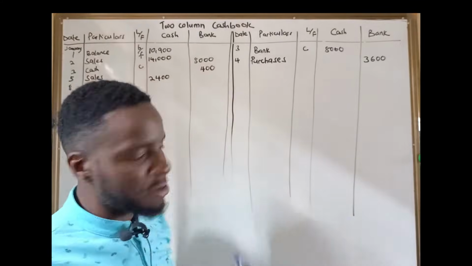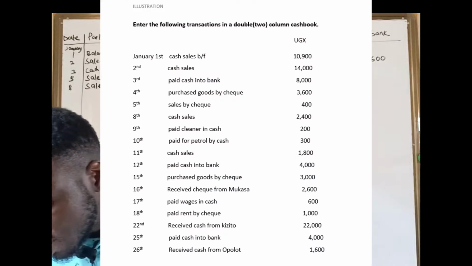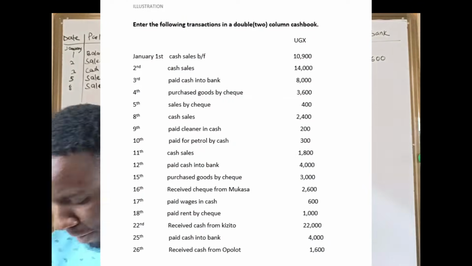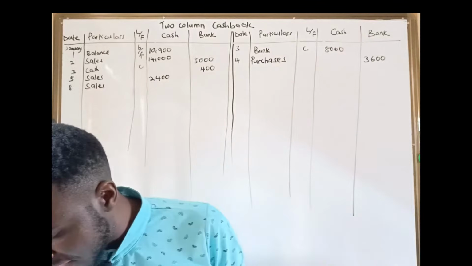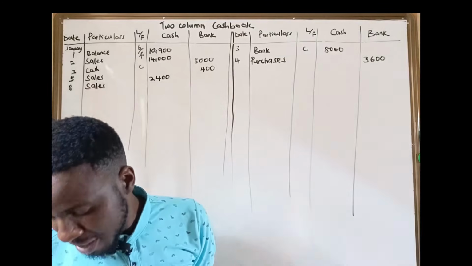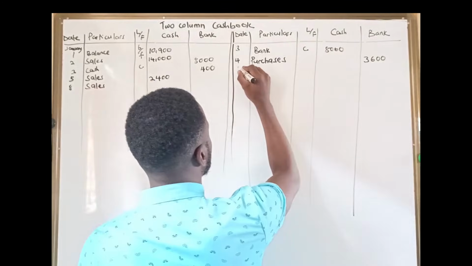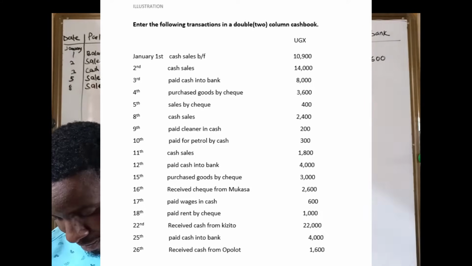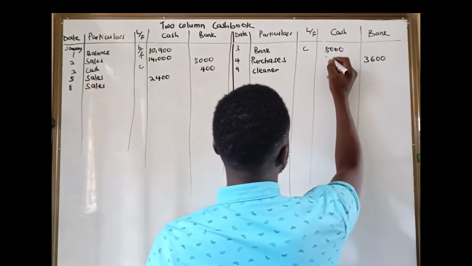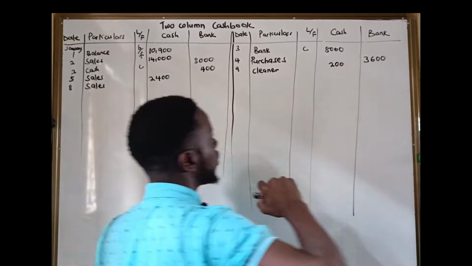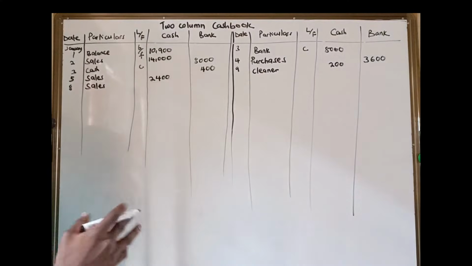2,400. You can see how it is. Then our next transaction is paid cleaner in cash. Paid cleaner in cash worth 200. So we come here. Which date was that? It was on the 9th. So on the 9th, we say cleaner. How much was it? Paid cleaner in cash worth 200. So we come on our and we say 200. So you see how it is.